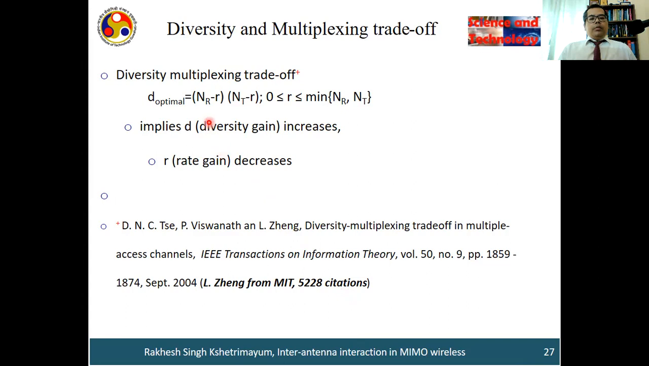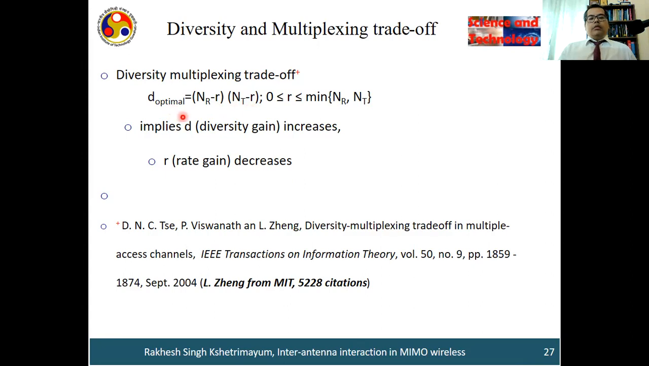In this paper, they have given the formula for the trade-off between diversity and rate gain. R is the rate gain, D is the diversity gain. So diversity gain is equal to (NR minus R) times (NT minus R). NT is the number of transmitting antennas, NR is the number of receiving antennas. So if you increase R here, D is going to decrease. If you decrease R here, D is going to increase.